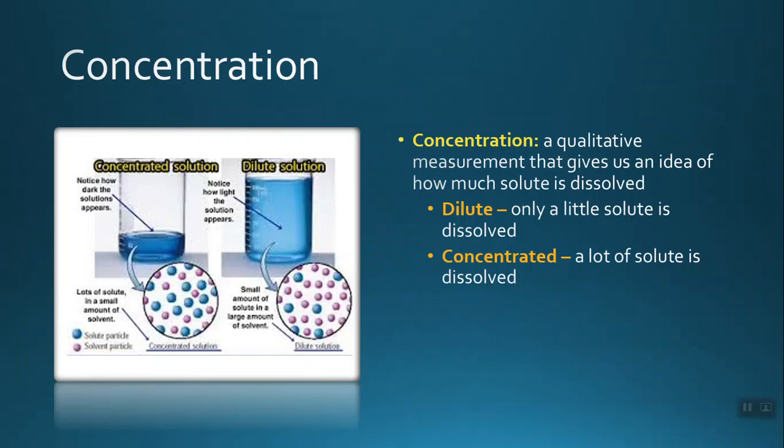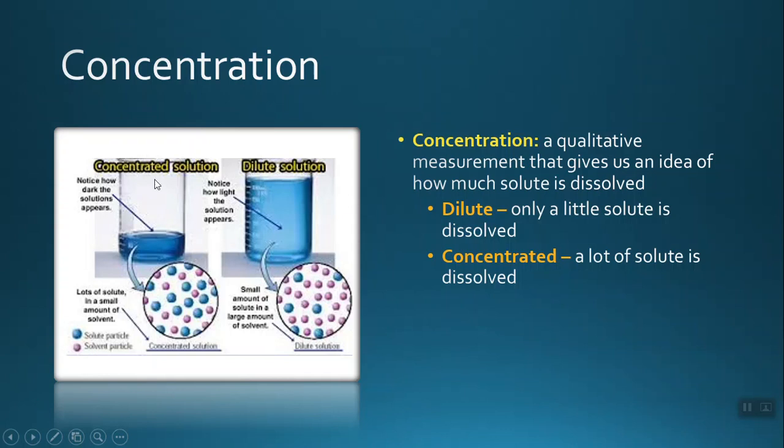Molarity can also be called concentration, but the word concentration is more of a qualitative word, where if we say that something is concentrated, we're saying that it has a lot of solute dissolved. Whereas if we were to say this is dilute, it's just telling us that only a little bit of solute is dissolved. So if you take a look at this picture over here, the blue represents the solute, for example, like salt. And the solvent is represented by the pink or the purple or the smaller particle here. So solvent will be like your water.